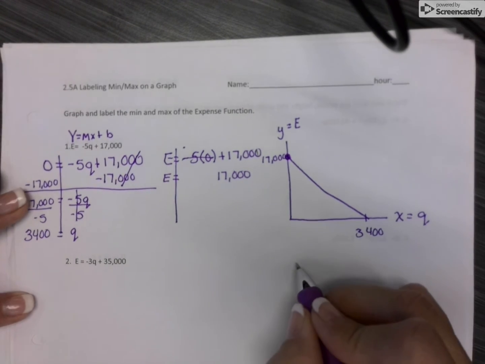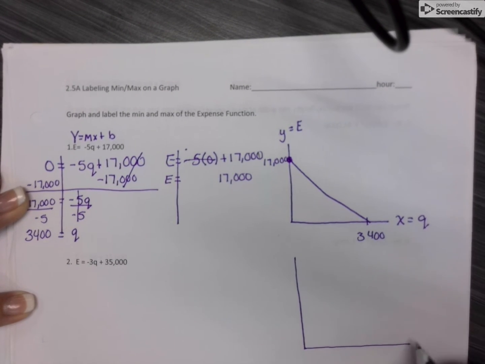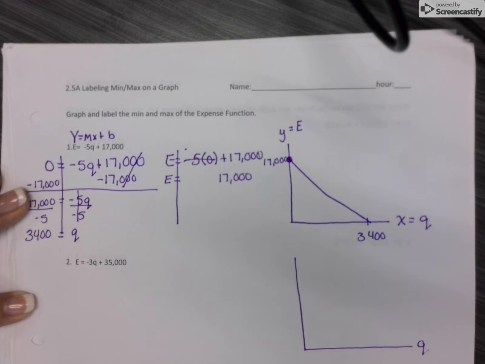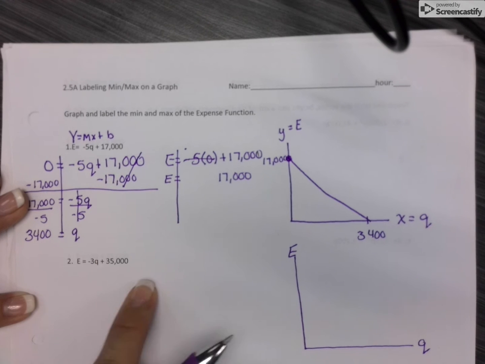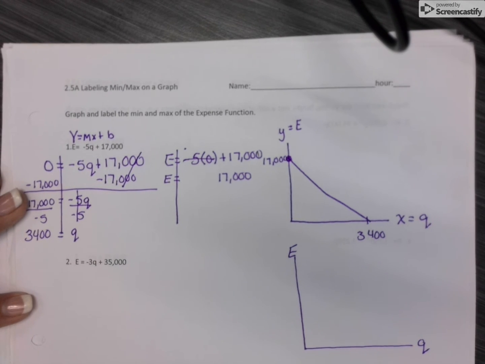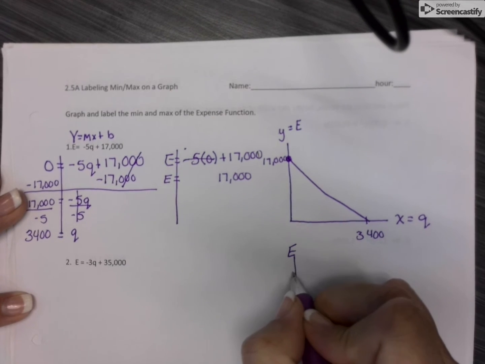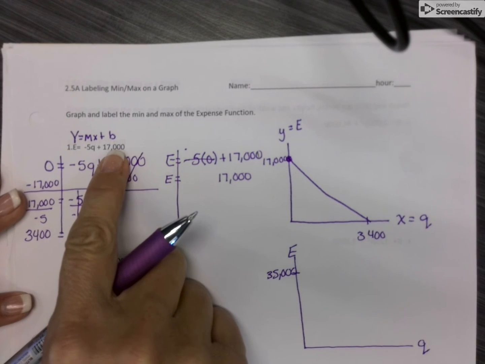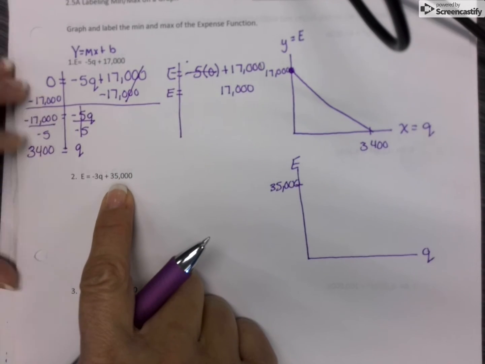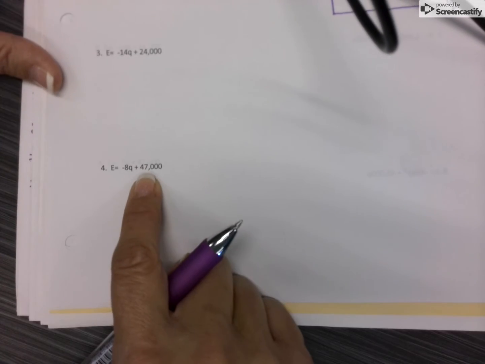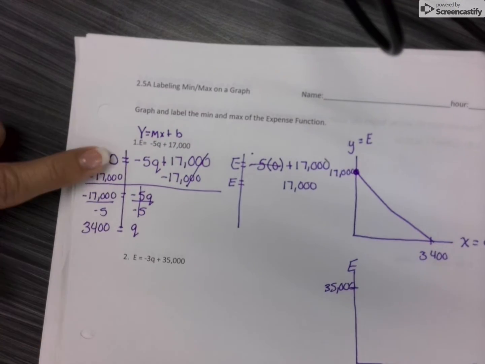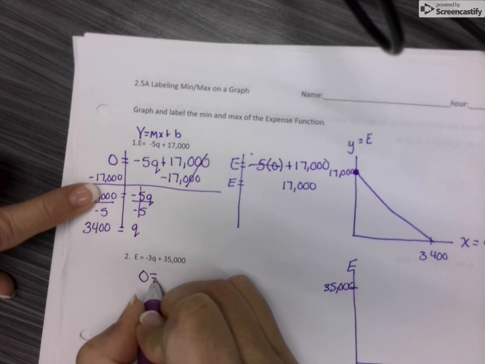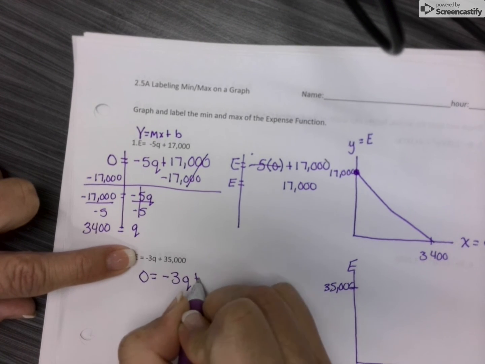Let's do another one. So I need to find the x-intercept, which is considered Q, and the y-intercept, which is considered E. Who could tell me the y-intercept just looking at this? $35,000. So I don't really have to do anything there because B is always your starting point, and you always start on the y-axis. So we have, here's our y-intercept of 35,000, 24,000, 47,000. So we already have that one. So the only thing I have to do is plug in 0 for E, negative 3Q plus 35,000.